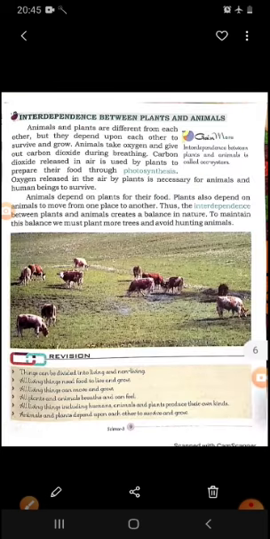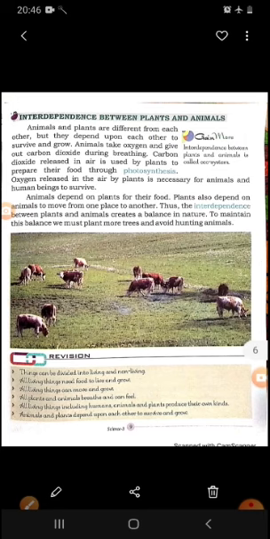Now, after studying the characteristics of plants and animals, let's see how they are dependent on each other. Both plants and animals are interdependent. Interdependent means they depend on each other. The plants and animals are different from each other, but they depend upon each other. Why? For survival and growth. Now let's see how they are interdependent.